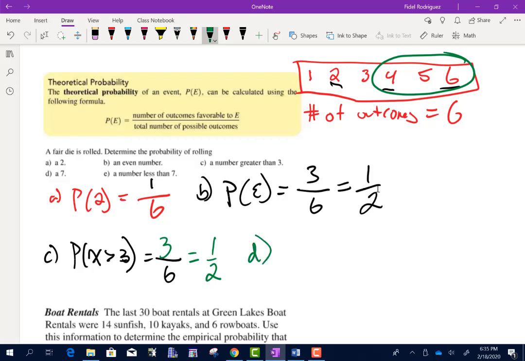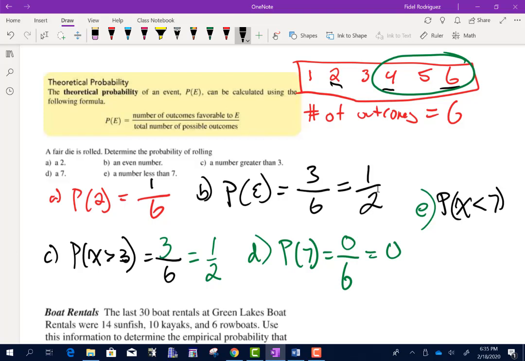Part D. What's the probability that I'm going to get a 7? Out of the 6 numbers that I have here, how many of them are 7? None of them. So 0 divided by 6 is 0. And then part E. What's the probability of getting a number that is less than 7? Well, out of the 6 numbers that we have here, all 6 of them are less than 7, so the probability is going to be equal to 1.